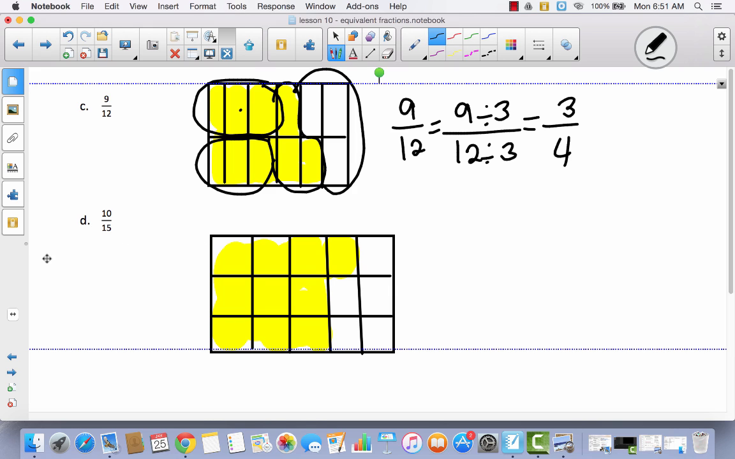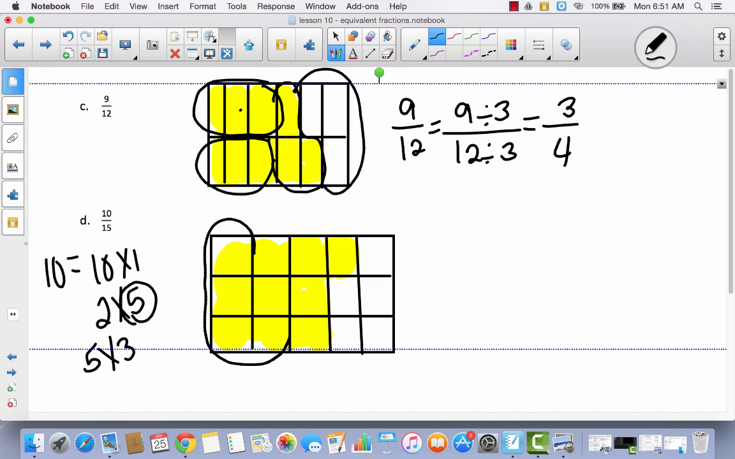What's something that you can divide 10 by? You can make 10 by saying 10 times 1. You can also make 10 by saying 2 times 5. So that means that 5 is a factor of 10. And I know that 5 is a factor of 15 because 5 times 3 equals 15. So I'm wondering if I could do groups of 5. Look at what happens. So there's a group of 5, here's a group of 5, and here is a group of 5.